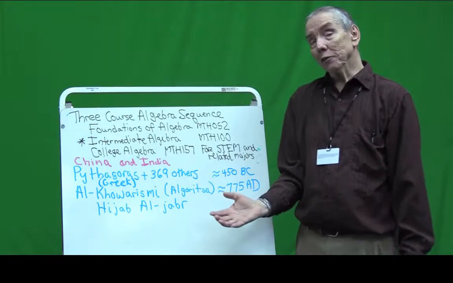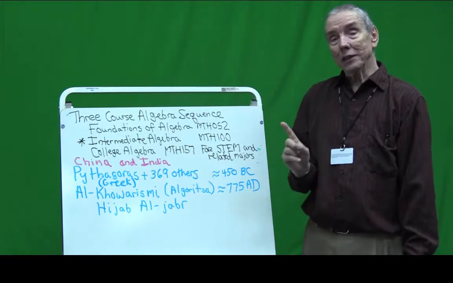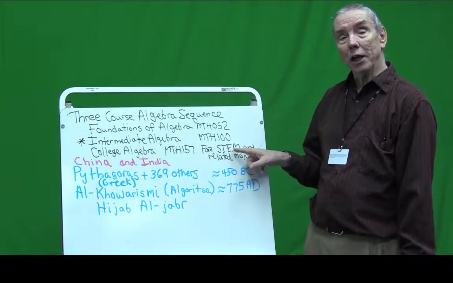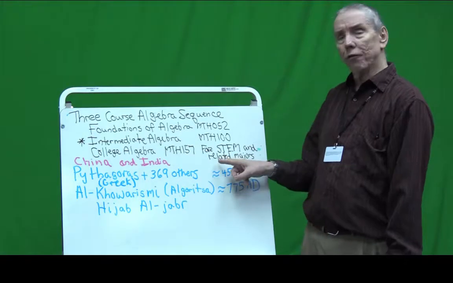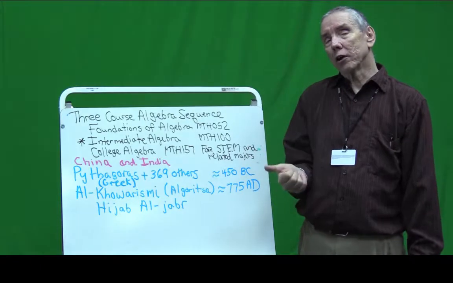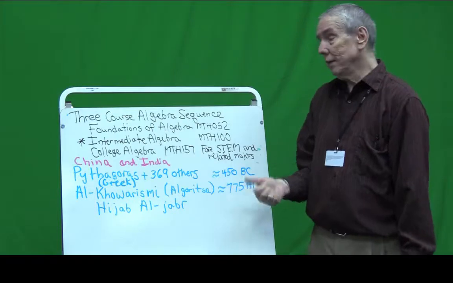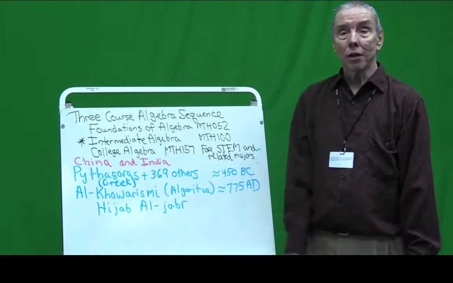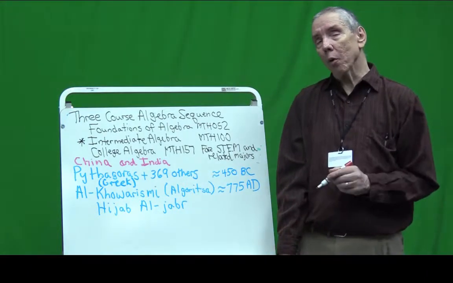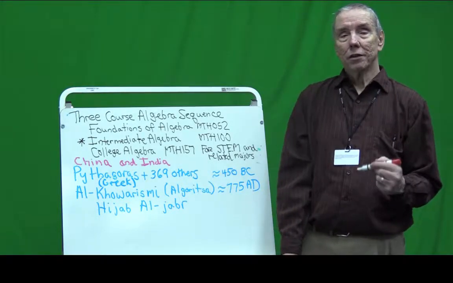If you go on in algebra, you'll be taking College Algebra, Math 157. This is primarily for STEM majors, science, technology, engineering, and math, but it's also for related majors, such as nursing. Nurses, if they're going to do a bachelor's degree in nursing, are going to want to take the full sequence of algebra courses.